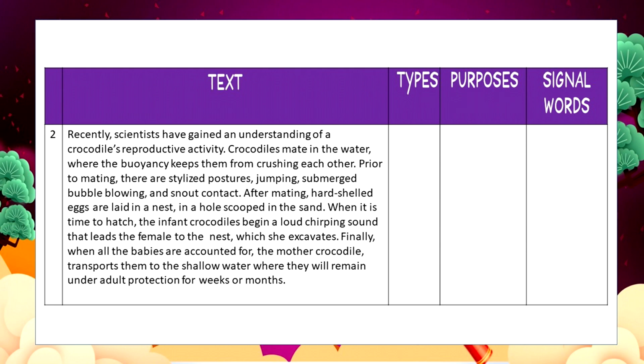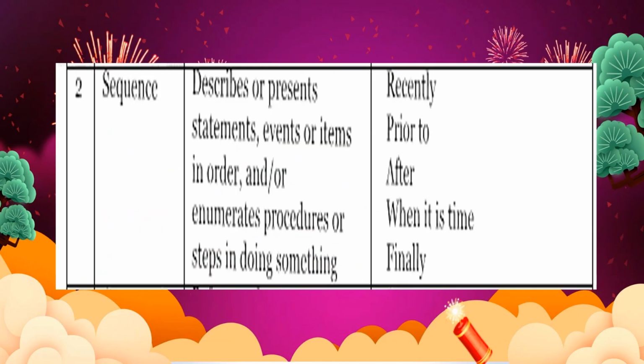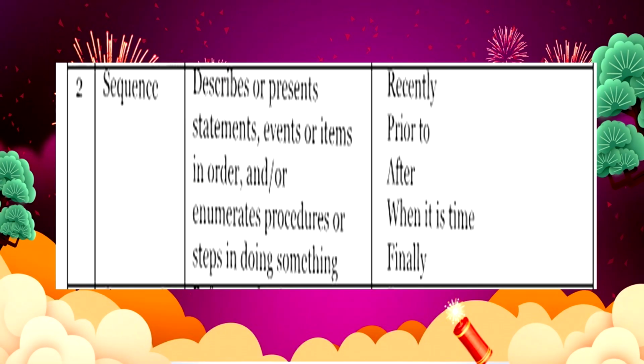Okay, so what is our answer? The type of text is sequence. Its purpose is to present statements, events, or items in order. It enumerates a procedure. So what are the signal words? Recently, prior, after, when it is time, and finally.